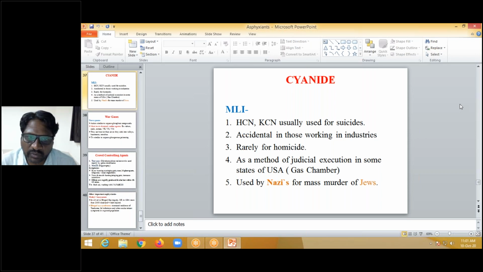Rarely they are used for homicides. As a method of judicial execution in some states of the USA, cyanide is used as a death agent. They form a gas chamber in which cyanide gas is released, so the person dies within a short time. It was also used by the Nazis in Hitler's time for the mass murder of the Jews, in gaseous form especially. So this is the medicolegal importance of cyanide.